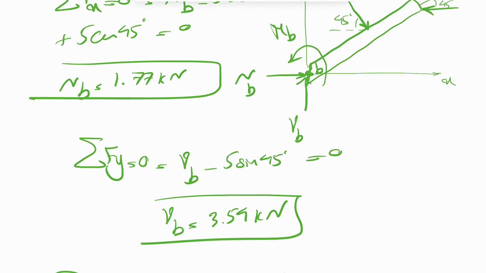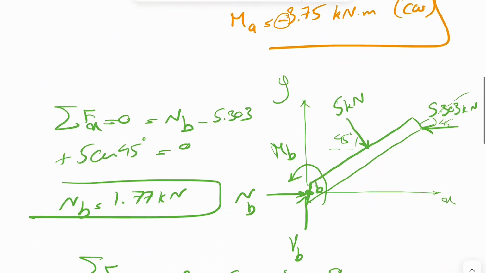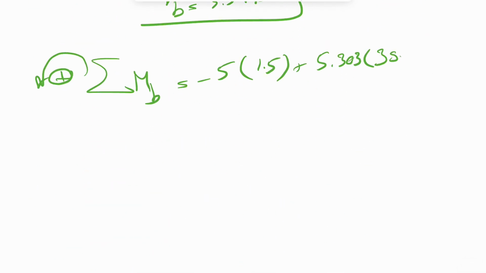we have the moment of also the 5.303, which is counterclockwise, so positive 5.303, and the distance would be the vertical distance from B to the line of action, or this distance, and we know this is the length of 3 meters and the angle is 45 degrees, so that's going to be 3 sine of 45.